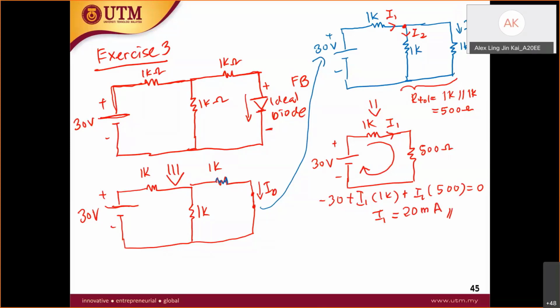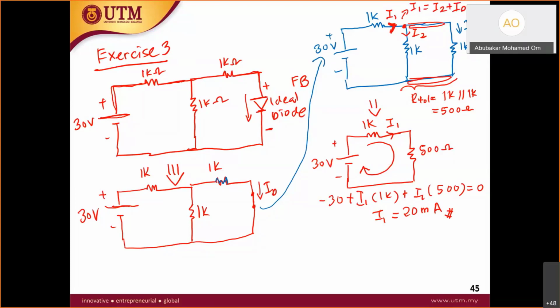Now, this I1 is at this point. Can you find I2 and ID? What will be I2 and ID? Can I say I2 and ID are equal? Yes, you can. Why? Because they are in parallel. The voltage across here is the same, and the resistors are also the same, therefore the current is also the same. If you apply KCL here, I1 equals I2 plus ID.